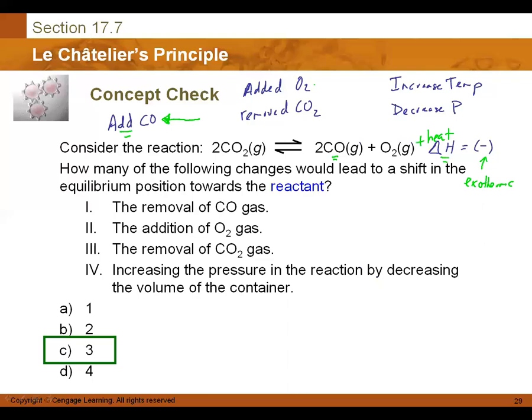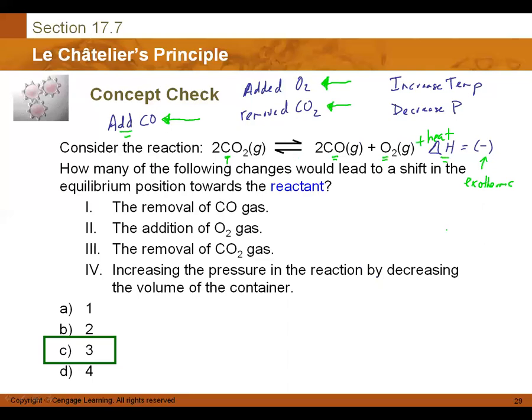Now we added some O2. Again, same thing. We added O2. Again, add away should also shift it to the left-hand side. We removed CO2, so CO2 is over here. And when we remove it, it actually will go towards the side we removed it from. That will cause the equilibrium to also shift to the left.